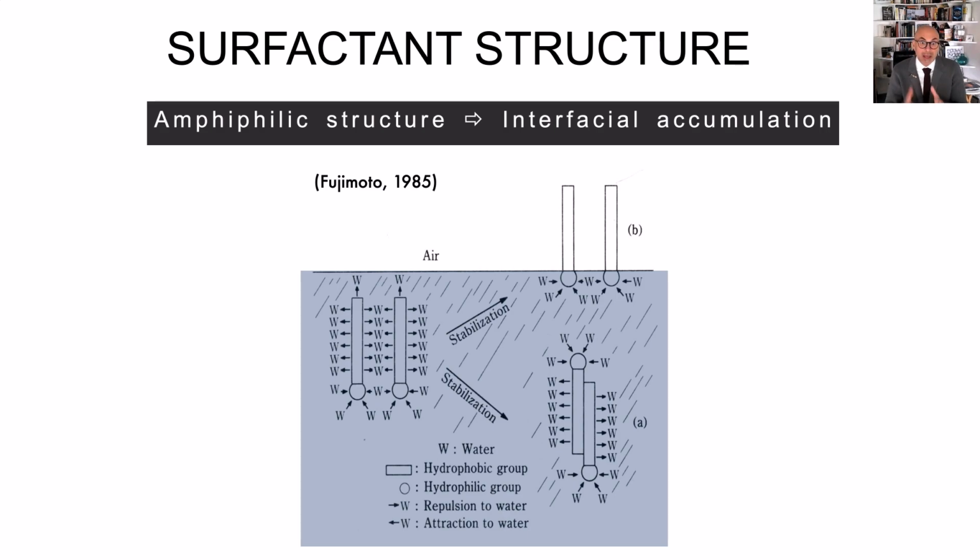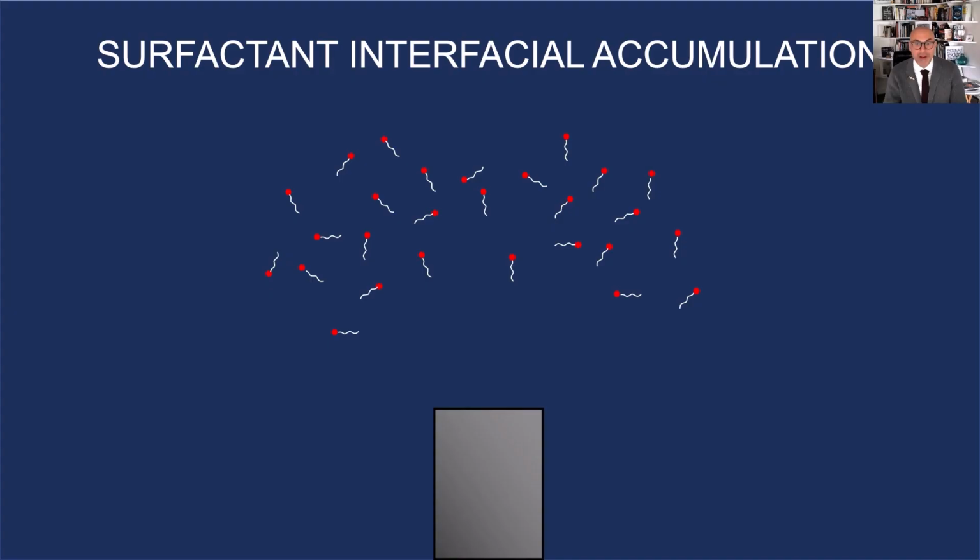We can't see that, but this cartoon illustrates the concept, because the tails just repel water. Air is just not water, that's good enough. So what happens once I have a nozzle releasing bubbles?